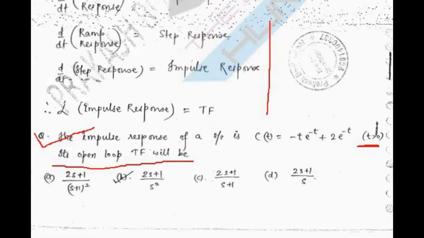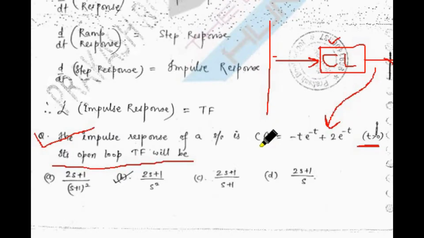And what they have done: actually there is one system, whatever it may be, either open loop or closed loop. In this case it is a closed loop system, a total closed loop system. And what they are doing is providing an impulse input for this system, and the output of this system is given over here in the t plane, the time domain. So it is represented by c of t, right?